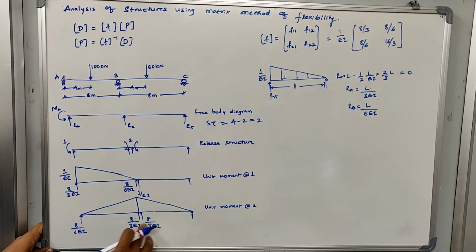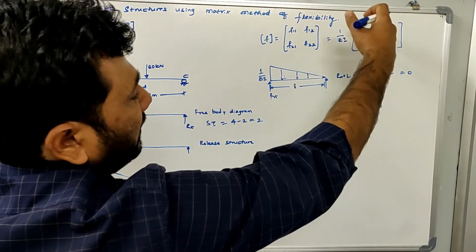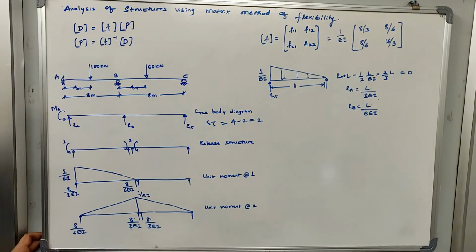So this is F12. And what is F22? F22 will be the sum of these two, right? 8 divided by 3i plus 8 divided by 3i. So let us substitute all the values in the flexibility matrix. So this completes our flexibility.